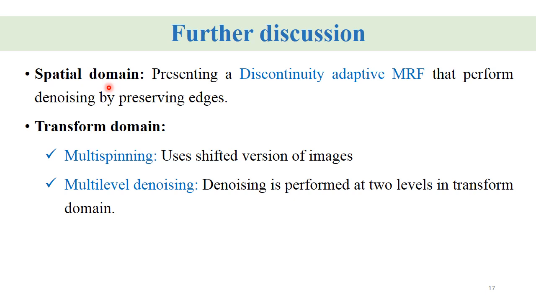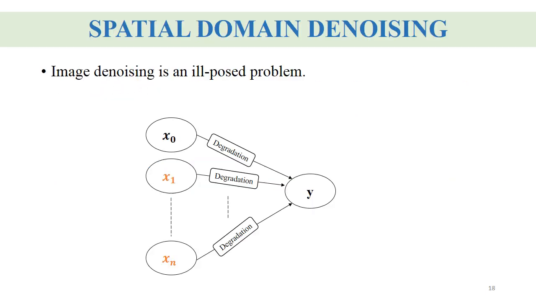In the spatial domain denoising, I'm going to present a discontinuity adaptive MRF technique that will perform the denoising and also preserve the edges. In the transform domain, I'm introducing this multi-spinning concept, and also an extension of that, multi-level denoising. So at two different levels the denoising is performed. Let us take one after the other. First one we are going to have is the spatial domain method.